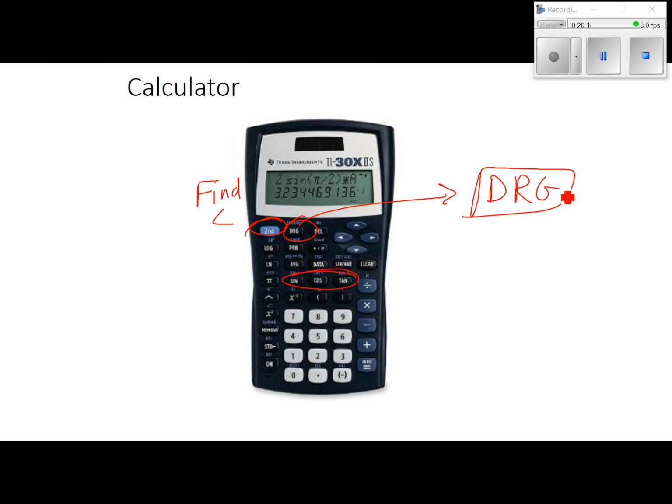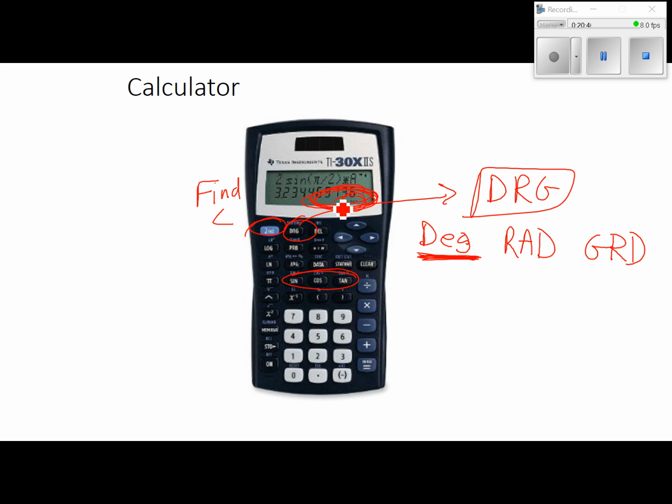that's the DRG button. If you click on it, it says DEG, RAD, GRD. You want that to be underlined. It's got to be in degrees. That stands for degrees. You look right down here at the bottom of the screen, and it should say DEG if it's in degrees. If it's not, it's going to be giving you the wrong answers.